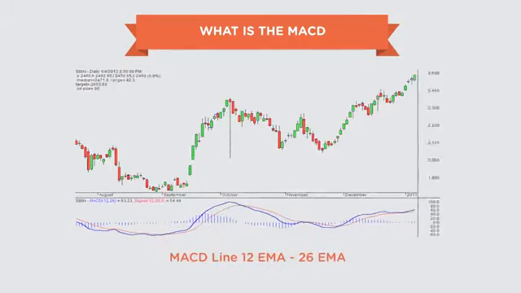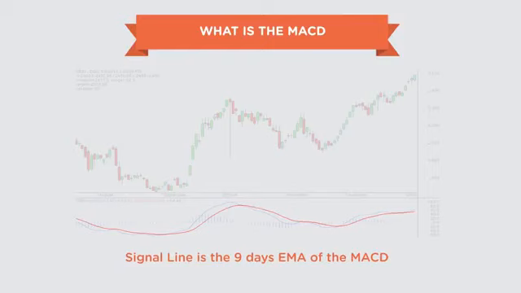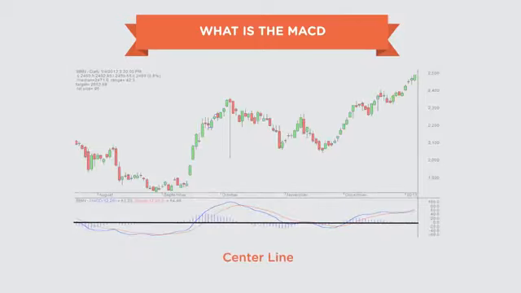The MACD line is derived by subtracting the 26 days exponential moving average from the 12 days EMA. The signal line, which is the red line, is the 9 days EMA of the MACD and can be seen in the top right corner of the MACD panel. It usually illustrates the information of how much value the signal line has. Then we have the center line. As it says, the center line is the zero line. It's quite important, as you will soon find out.